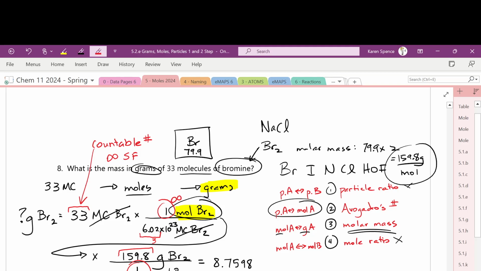And if you say to yourself, wow, that's a really small mass, well, what are you measuring the mass of? 33 molecules, which is a really small amount of stuff, right? That's a teeny tiny amount of stuff. Okay. Any other questions?